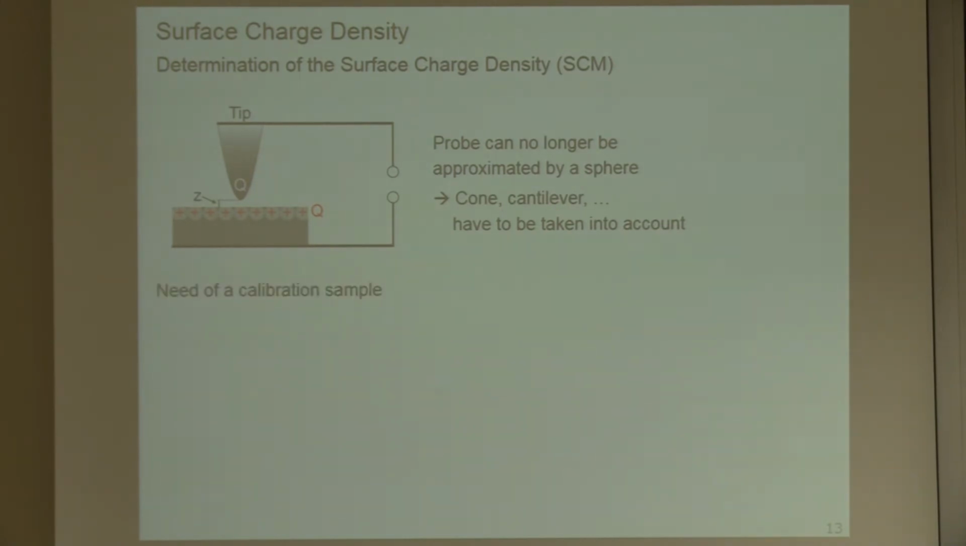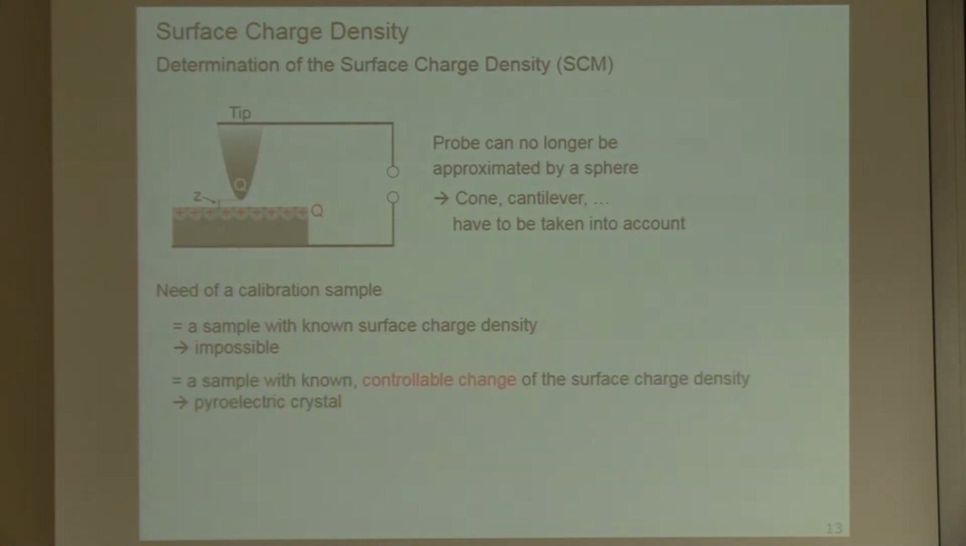Furthermore, the next problem is that what you would need is a calibration sample. And you will never find a sample which you can buy where they tell you the surface charge density is so many coulomb per square meter. Makes no sense because it's wet and then it changes. Everything is pretty hard. You won't find that. And obviously a sample with a known surface charge density is simply impossible. You can't get this. What you can do, however, is to get a sample with a controllable change of the surface charge density. And this would be enough in order to quantify. So you don't need the absolute value, but you need the controllable change of the surface charge density.